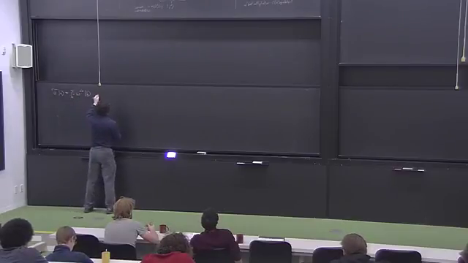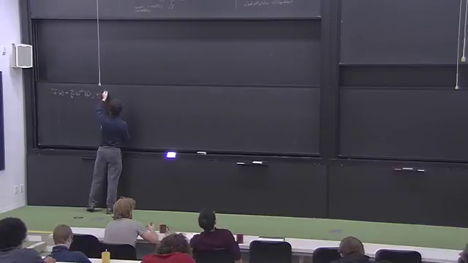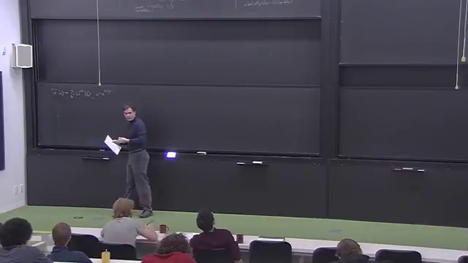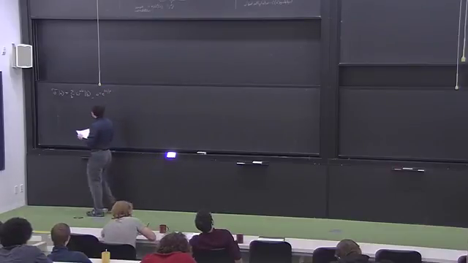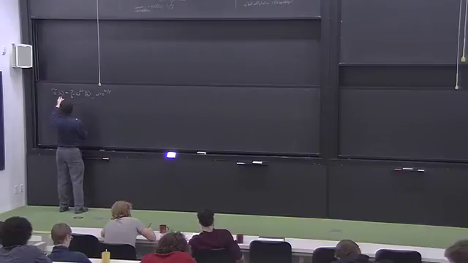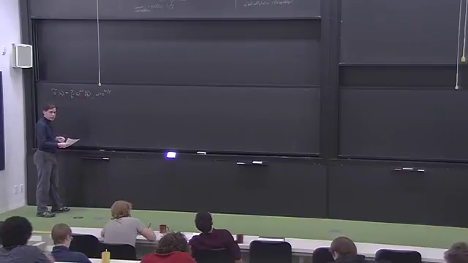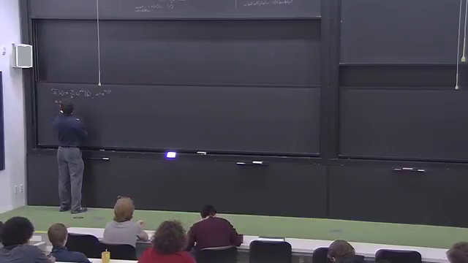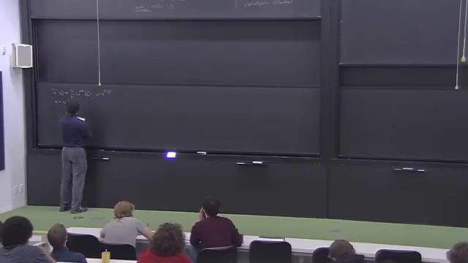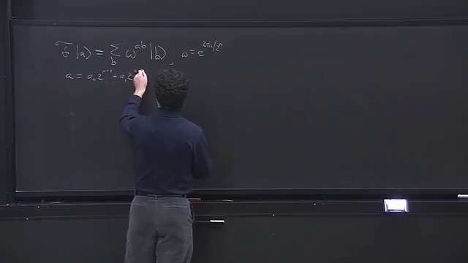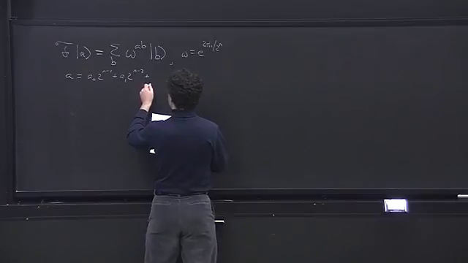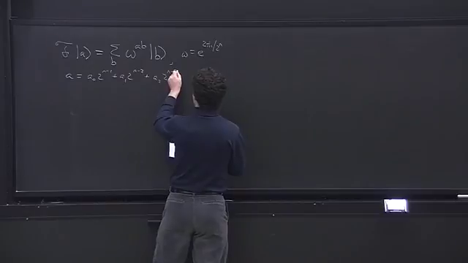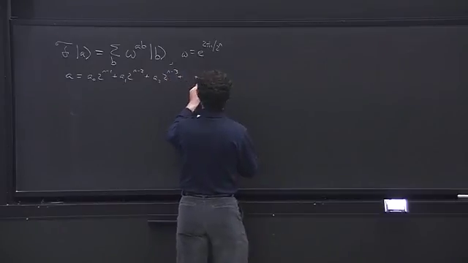With omega is e to the 2 pi i over 2 to the n. Okay, so how do we do this? Again, we're going to expand A and B in their binary notation. So you have A is equal to A0 2 to the n minus 1, plus A1 2 to the n minus 2, plus A2 2 to the n minus 3, plus dot dot dot, plus A n minus 1.